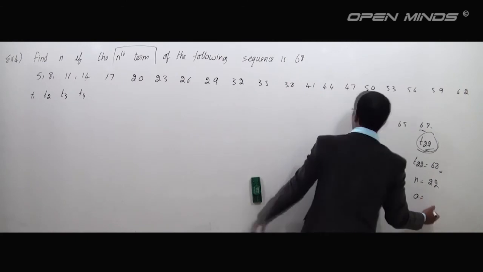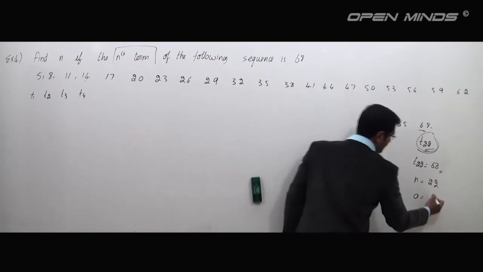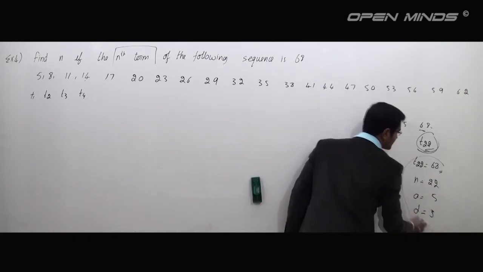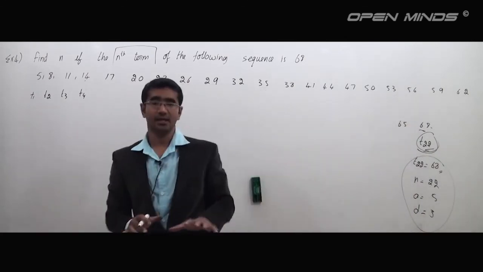So A of the sequence we know is 5 and D was 3. So that's how we understand AP. It's a very simple thing if you can do it like this.